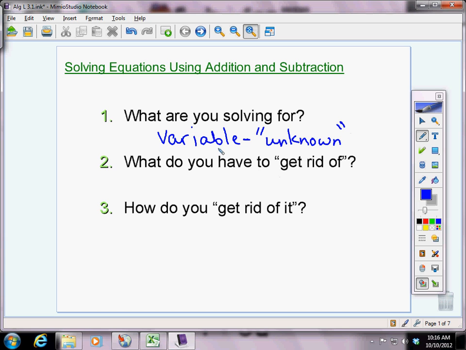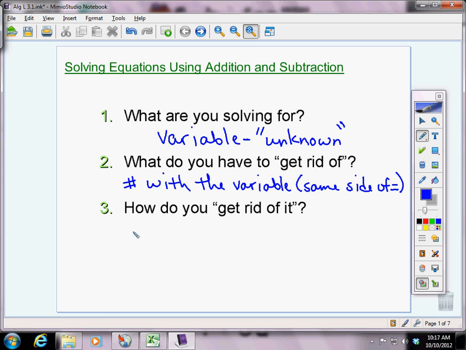After we've identified what we're solving for, then we have to say, what do we have to get rid of? Notice it's in quotes here. Well, we're always going to get rid of the number with the variable. And what I mean by number with the variable is it's a number on the same side of the equal sign. So I'll just put same side of equal sign. Because our goal is to get a variable all by itself on one side of the equal sign.